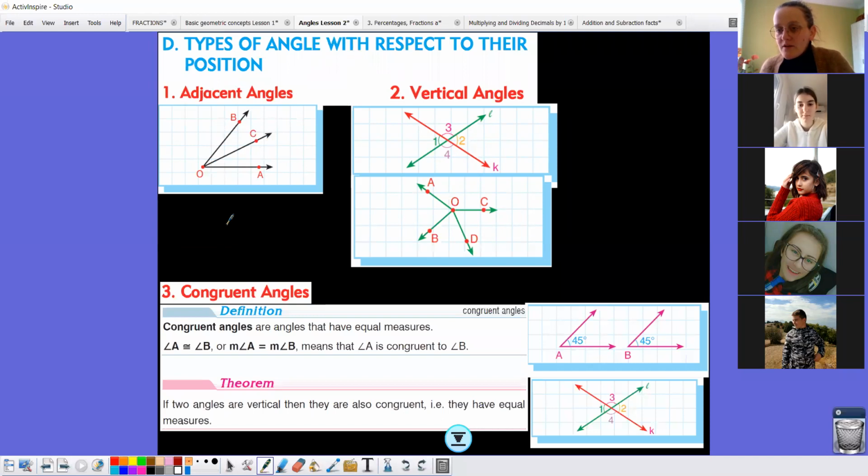In Macedonian, you say komshi. In Albanian, komshu. As you see, it's the same in all languages. In English, it's adjacent. So these two angles are komshi. Okay?